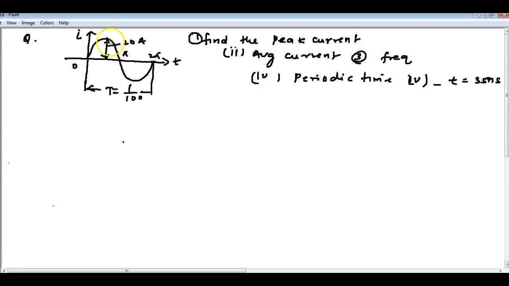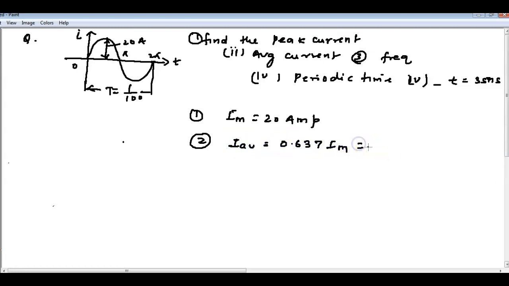Peak current means this value only. So what to write? First one, peak current means Im, and that is already given as 20 ampere. Second one, average. We know the maximum current, so we can find the average current. Average is equal to 0.637 into Im. Last class we already did this: 0.637 into 20 will give 12.74 ampere.